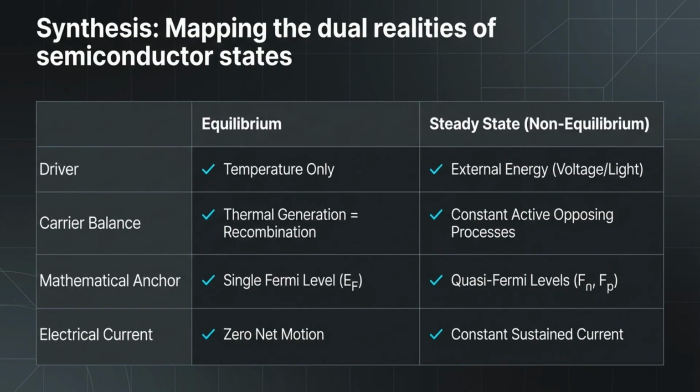To summarize the dual realities, equilibrium is driven by temperature, with carrier generation balanced by recombination, anchored by a single Fermi level, and having zero electrical current. Steady state is driven by external energy, with constant active opposing processes, anchored by quasi-Fermi levels, and having a constant sustained current.